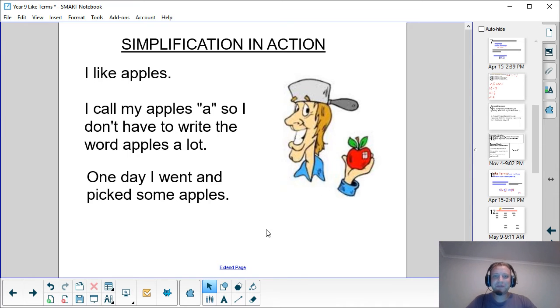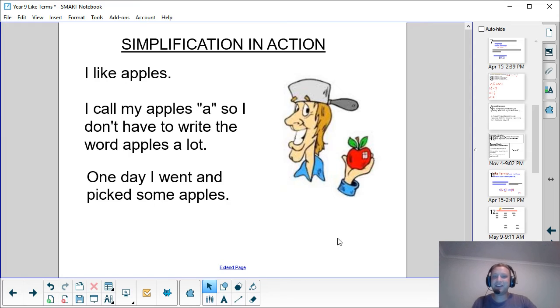So this is a guy, we'll call him, I don't know, Johnny Apple Guy. He likes apples, okay, and he's going to be working with apples today. This guy calls his apples the letter A when he writes it down because apple starts with A and the word apple is too long to write out, so he just uses the letter A. Algebra is really just all about having shortcuts for things that we might not know. So we're just going to use the letter A to represent an apple.